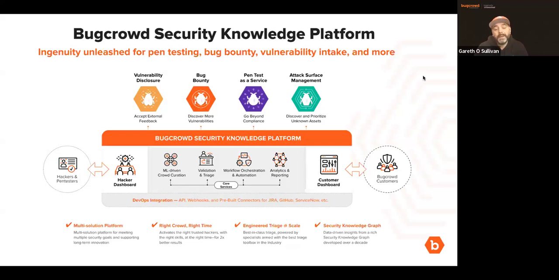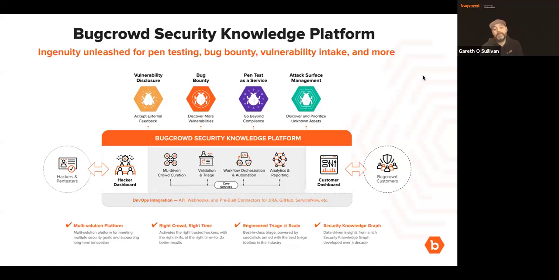So the platform is quite flexible. While we have well-defined engagement types, we also have access to a very large pool of talent, which you can see here on the left in this slide. We've got hackers and pen testers out on the left. They have a dashboard that they use to engage themselves in different testing programs. That can be bounty programs, pen tests, and so on. On the right, we have a customer dashboard, which has a range of capabilities, like it mentions.